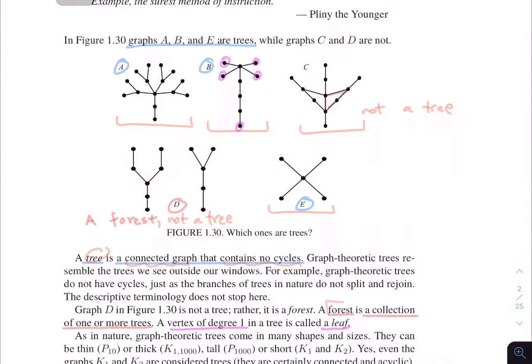A forest is a collection of one or more trees, so all of these graphs here are forests except for C.